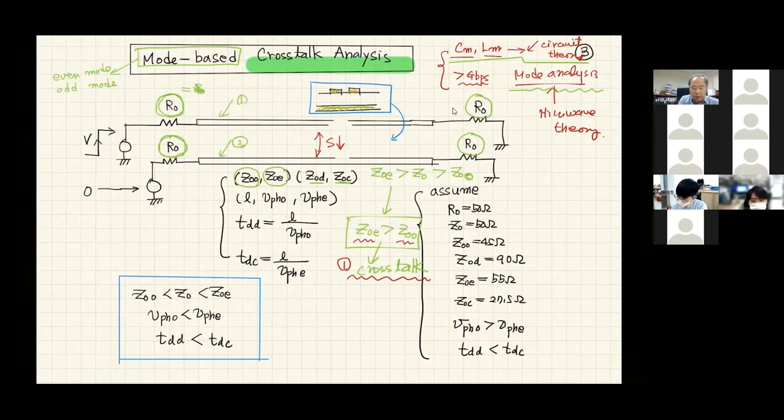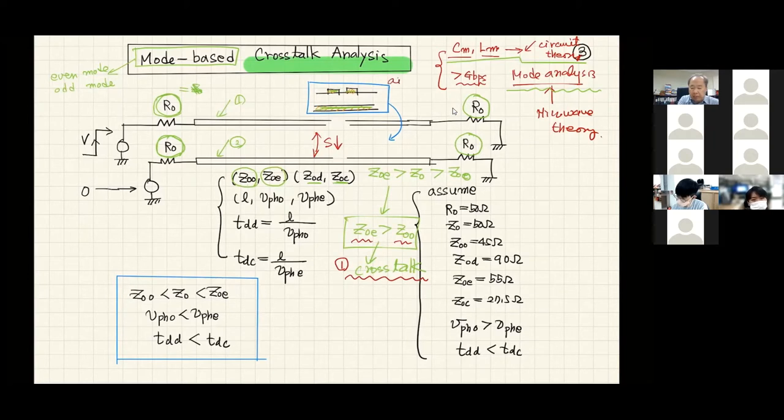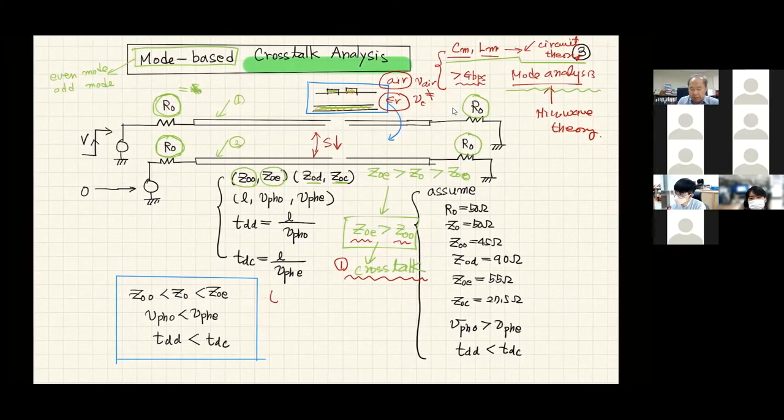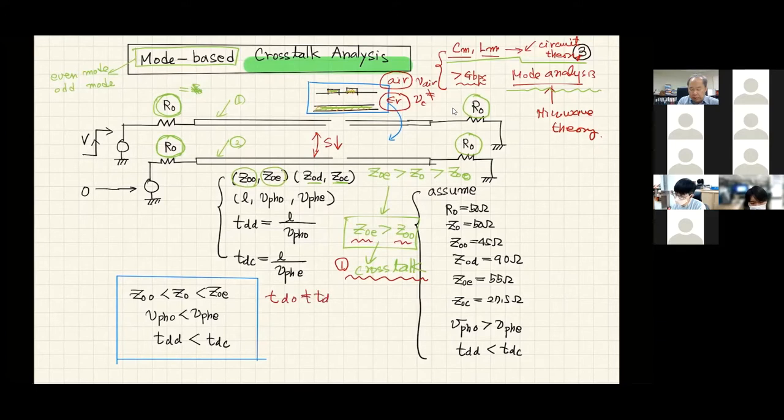In the case of a microstrip line, where we have air on top of the transmission line, and also dielectric material between the metal and ground, the electromagnetic wave speed in air and in the dielectric is different. Because of that, the propagation velocity of even mode and odd mode will be different, because the field distribution of odd mode and even mode will be different. That is the second source of crosstalk.